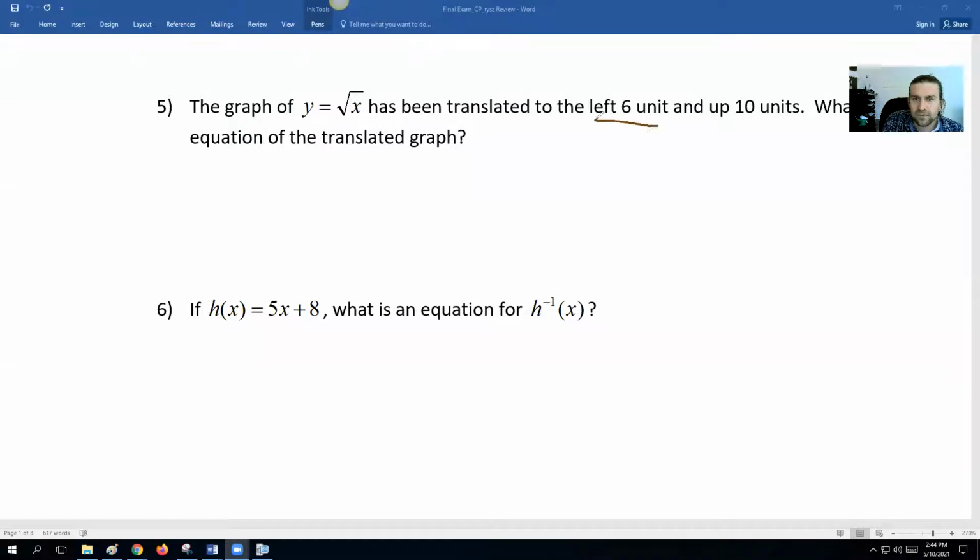What we need to do, if we want to move to the left, we're going to go inside the function. So inside the function is this x. And remember, it's opposite thinking. You think left is usually negative, but actually, opposite, it'd be plus 6. But then outside, we're going to do the right thing. So to move it up 10, outside the radical, we're going to do plus 10. We can take a second, pull this on Desmos just to double check, but that's the answer.